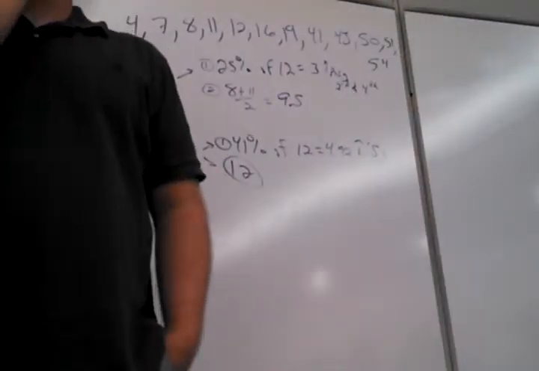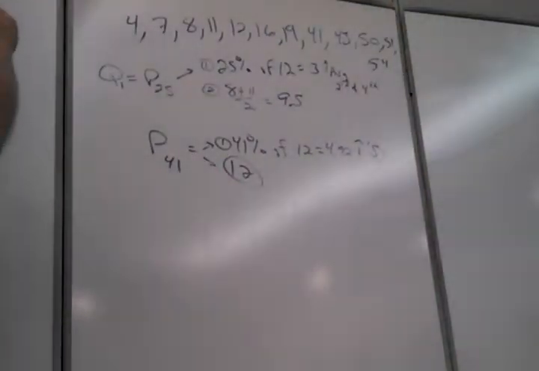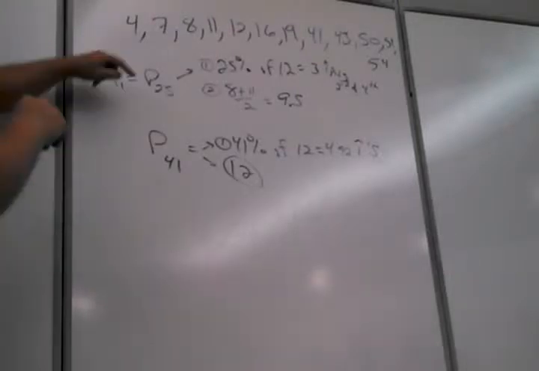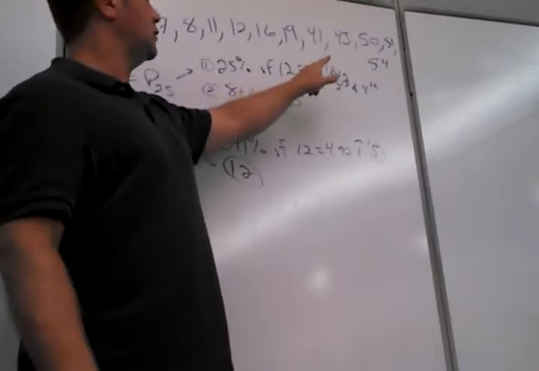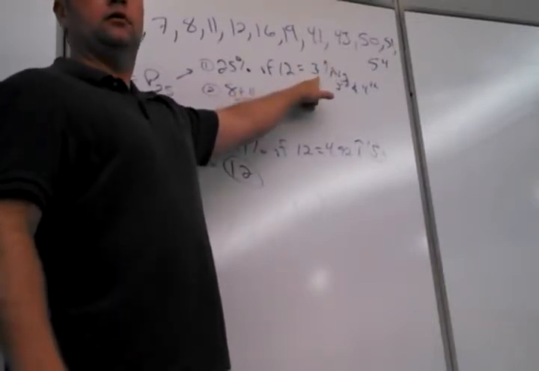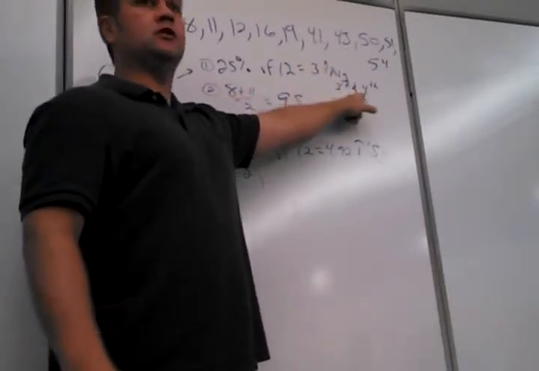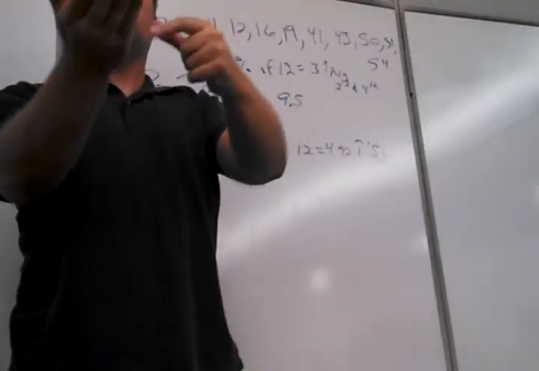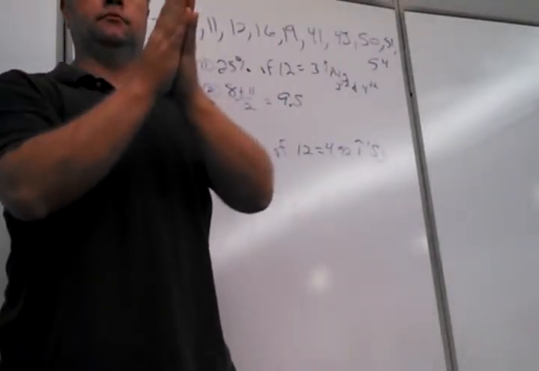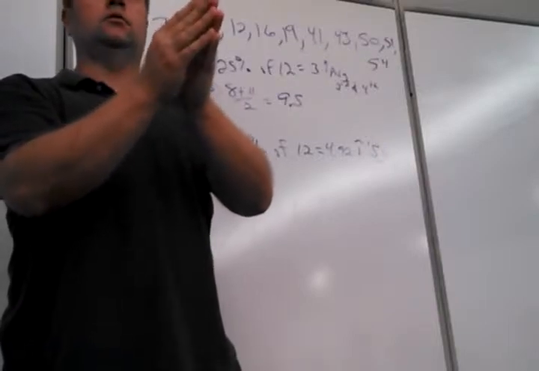Why did you average the first one and not the second? Oh, this was P25. The answer here for where it is came out to be a whole number. So then I take it and average with the next one. Anything else that's not a whole number, you round it up, and then you just take that number.